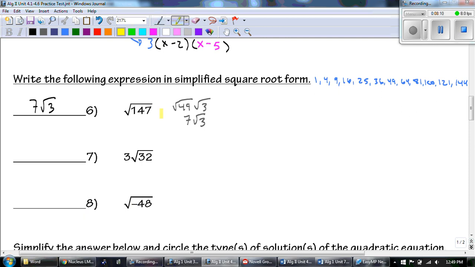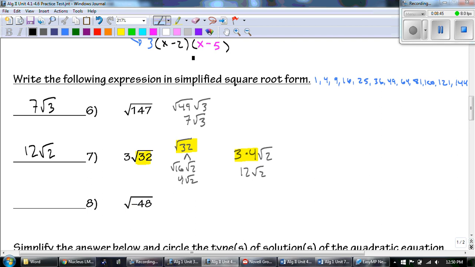Okay? For number 7, I need to break down that 32. Square root of 32 is the square root of 16 and 2, which is 4 and 2. So we have 3 times 4 square root 2. And remember, you can multiply 3 times 4 to get 12. So our final answer is 12 square root 2.